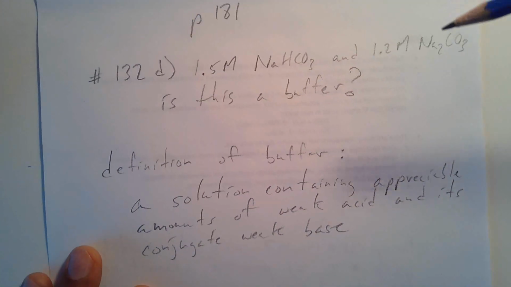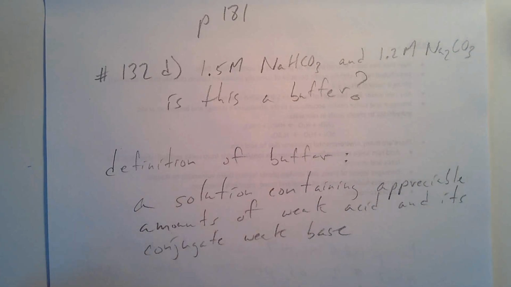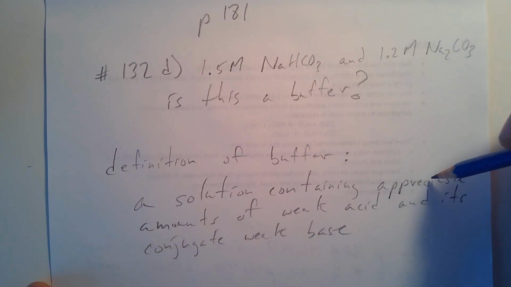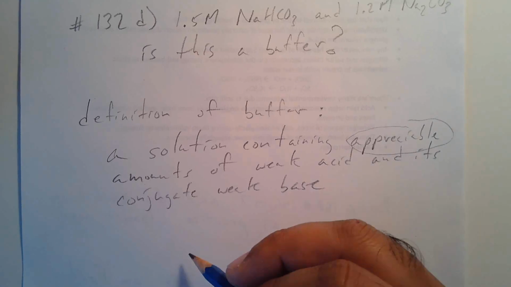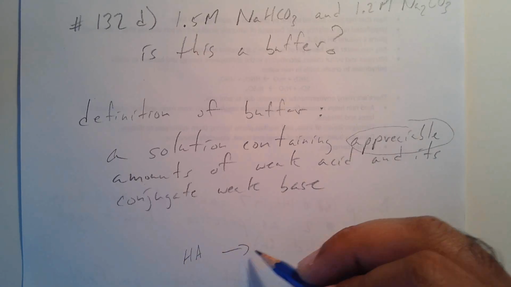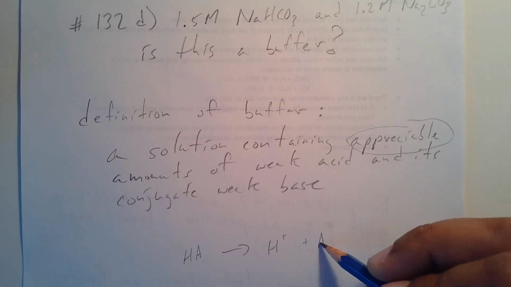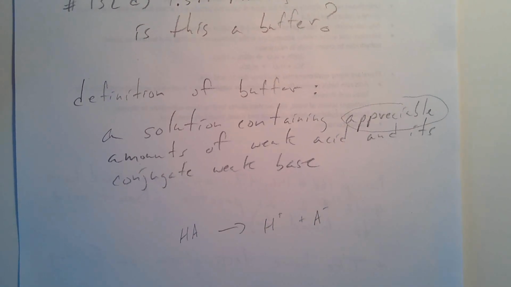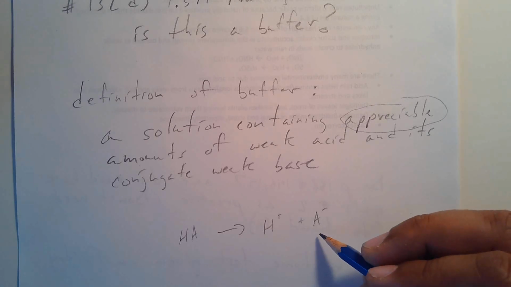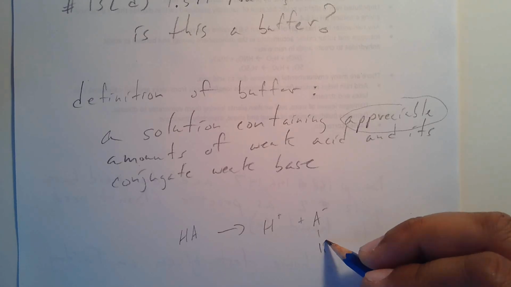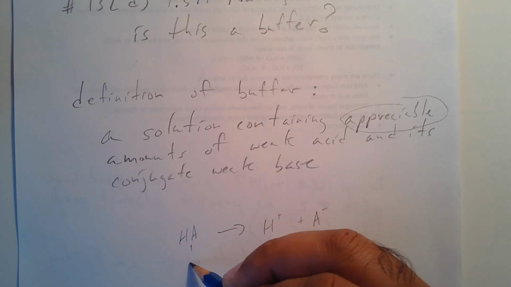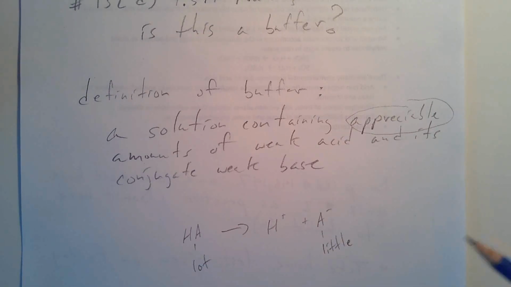The definition of a buffer is a solution containing appreciable amounts of weak acid and its conjugate weak base. Here's the key word: what appreciable means is that you have quite a bit of both. In a regular weak acid ionization, say HA going to H plus and A minus, for a typical weak acid system, because the ionization is poor, you're going to have a little of this and a lot of that. So there's going to be a big imbalance between the two.